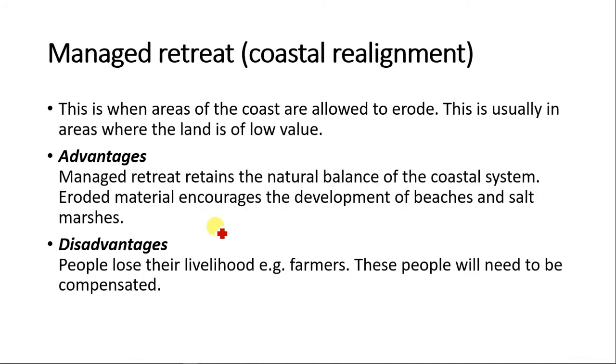Now, managed retreat has to do with coastal realignment. This is when areas of the coast are allowed to erode. You just leave it to be eroded. This is usually in areas where the land is of low value. If the land is of low value, you just allow it. So you manage the retreat. Now, managed retreat retains the natural balance of the coastal system. Eroded materials encourage the development of beaches and salt marsh, which are mangrove swamps.